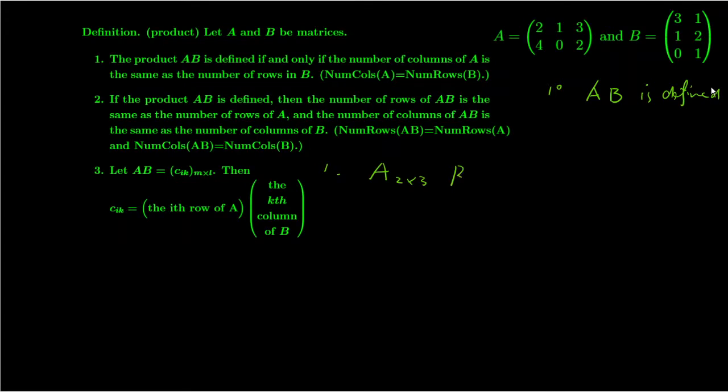And the size of the matrix B is 3 by 2, 3 rows and 2 columns, right? Under what condition is the product defined? You look at the two middle numbers. Does the number of columns in matrix A equal the number of rows in matrix B? You check these two numbers. If these two numbers are the same, then the product is defined. AB is defined. Okay. Simple enough.